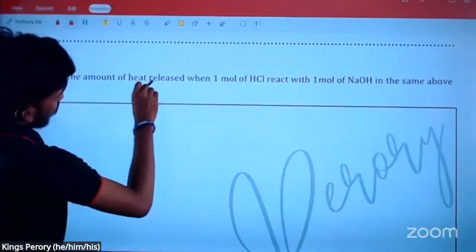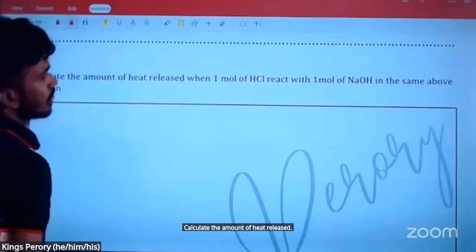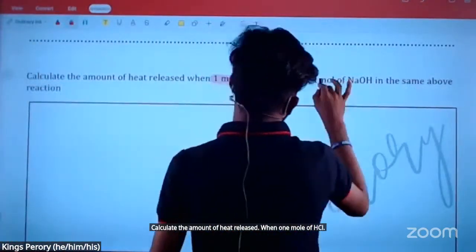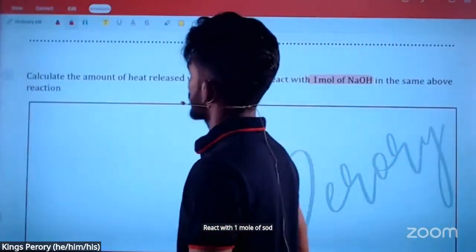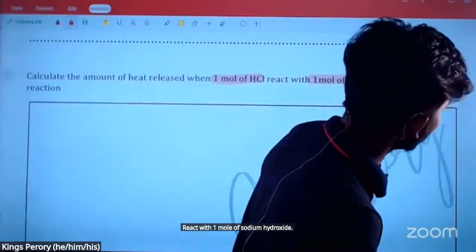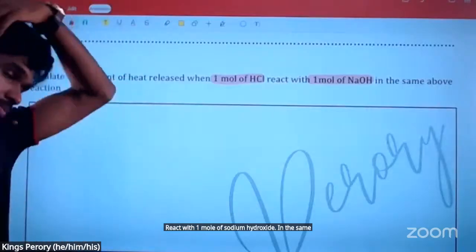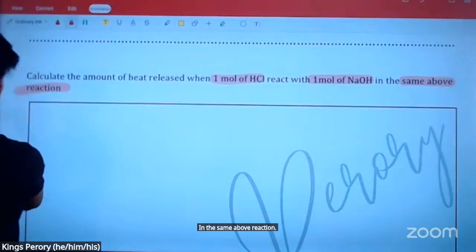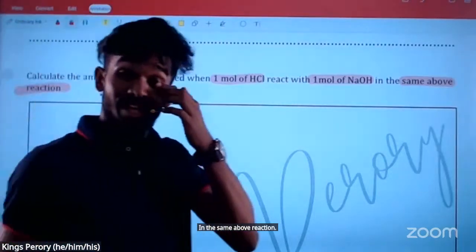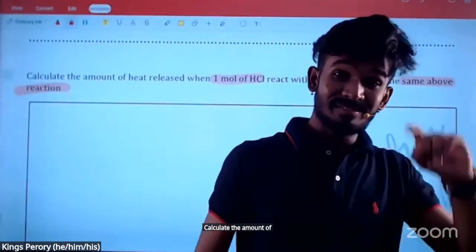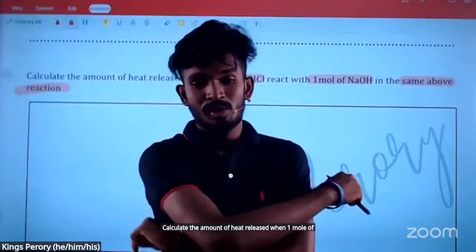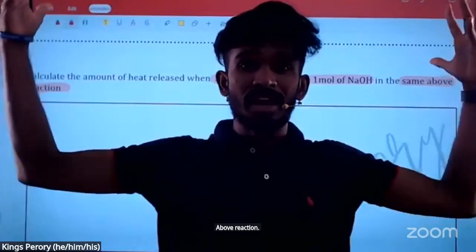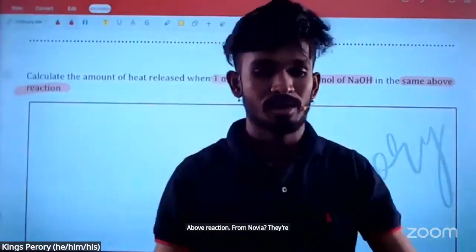Calculate the amount of heat released when 1 mole of HCl reacts with 1 mole of sodium hydroxide in the same above reaction. From nowhere, they are talking about mole.